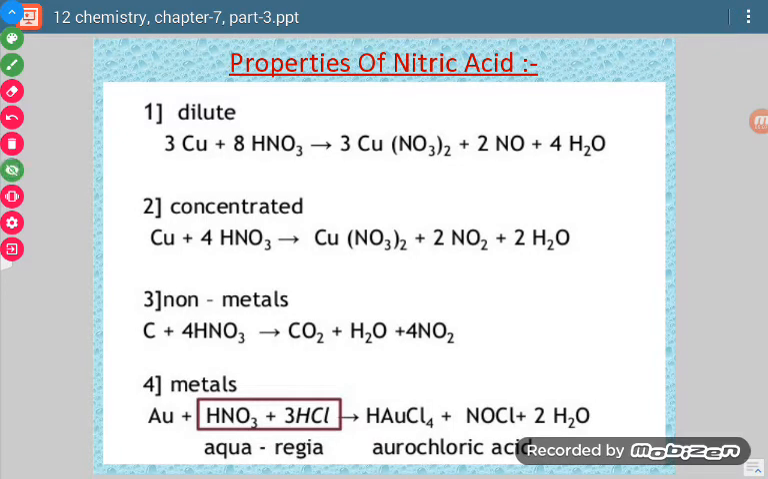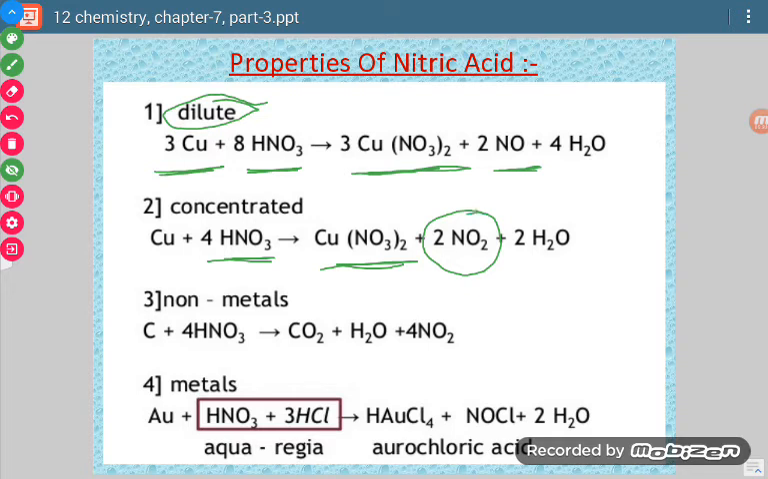Now, what are the properties of nitric acid? When we take dilute nitric acid and react it with copper, it gives copper nitrate, cupric nitrate, along with nitric oxide. And when we take it in concentrated form, it again forms cupric nitrate, but there is formation of nitrogen dioxide. So if we want to prepare nitric oxide, we have to use dilute nitric acid, and if we want to prepare nitrogen dioxide, we have to use concentrated nitric acid.